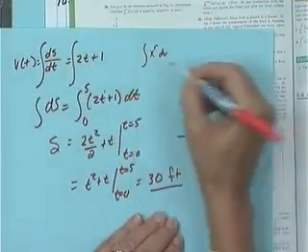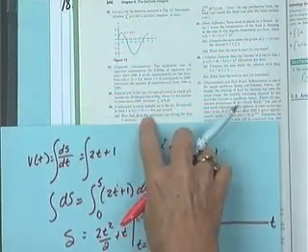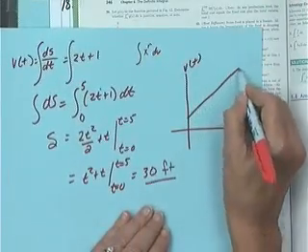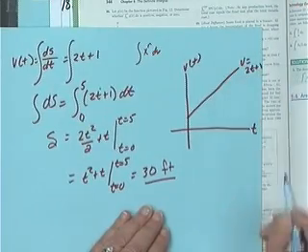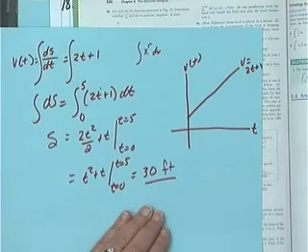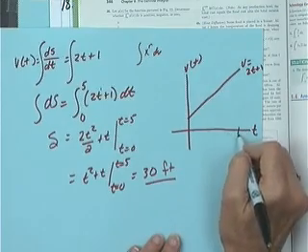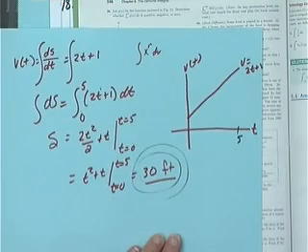Here is t, and here is velocity. And they gave me the velocity is 2t plus 1. So 2t plus 1 looks like this. Velocity equals 2t plus 1. Okay, just a straight line. If I integrate from 0 to 5, the answer is 30. It traveled a distance of 30 feet.